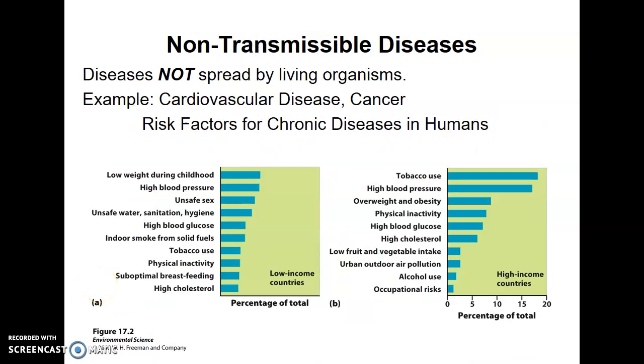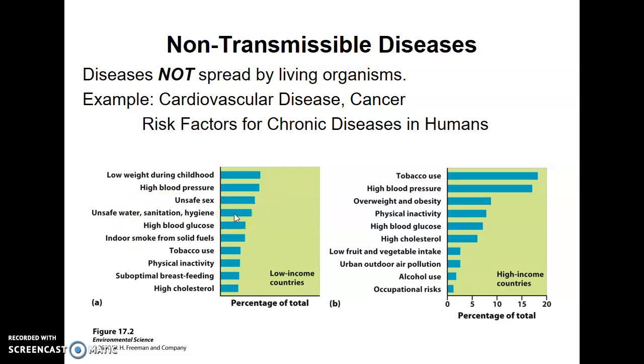So non-transmissible diseases, these are going to be diseases that don't spread by living organisms. So you have cardiovascular, you have cancer, and what you actually have is risk factors that could affect your diseases in humans. So some things like low weight during childhood, you have high blood pressure, unsafe sex, and unsafe water, sanitation, and hygiene. Those could all affect your non-transmissible diseases, along with tobacco use, overweight, obesity, physical inactivity, things like that, in high-income countries.